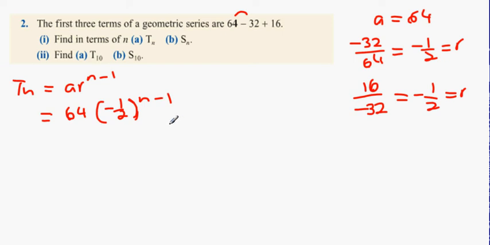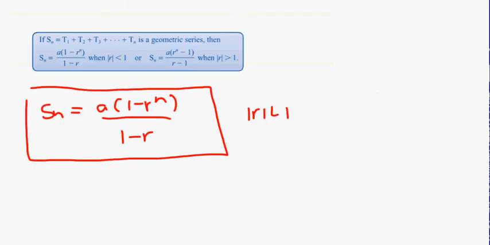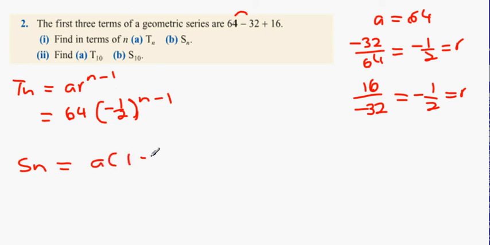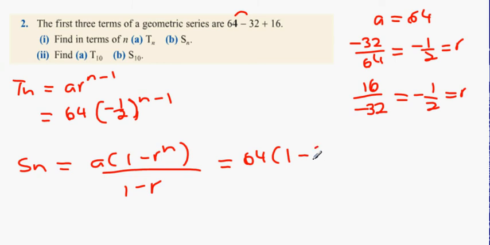Now, next one. Find Sn. Okay. Well, Sn is the formula we were discussing a second ago. Sn equals a into 1 minus r to the power of n all over 1 minus r, and therefore it's going to be 64 multiplied by 1 minus minus a half to the power of n, all over 1 minus minus a half.